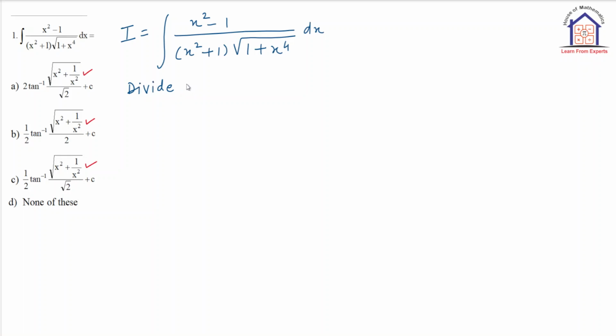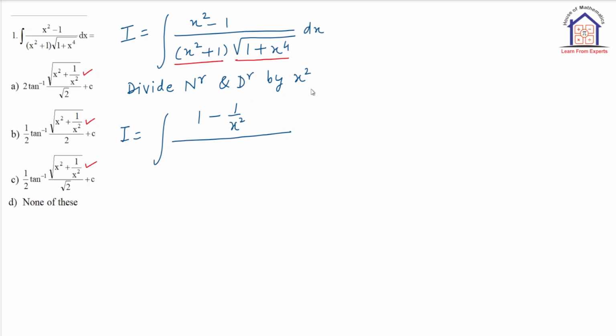First step is divide numerator and denominator by x square. So this integral I becomes the integration of, if I divide the numerator by x square, I will get 1 minus 1 by x square in the numerator. If I divide the denominator by x square, I will divide this term by x, and I will divide this term by x, so that will be divided by x square.